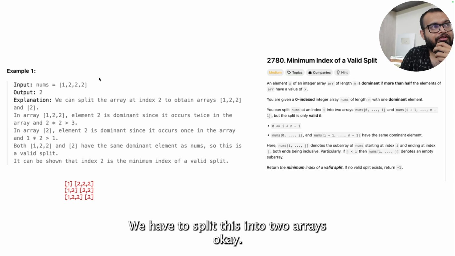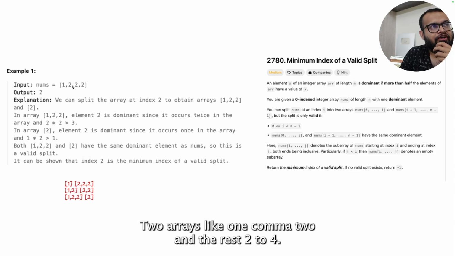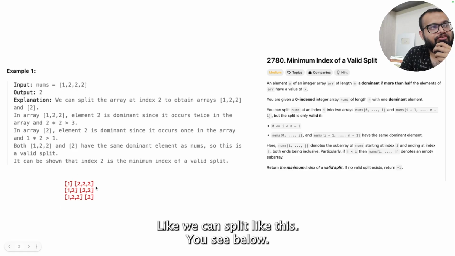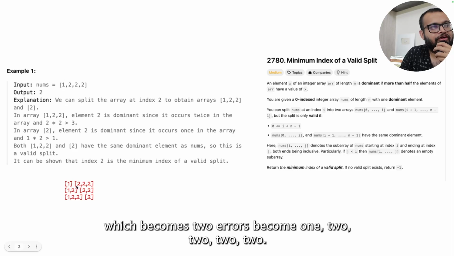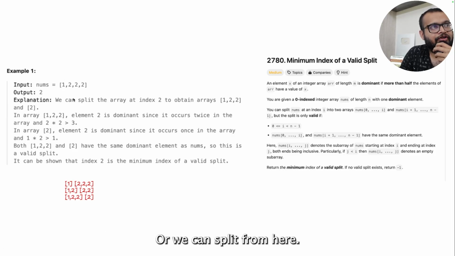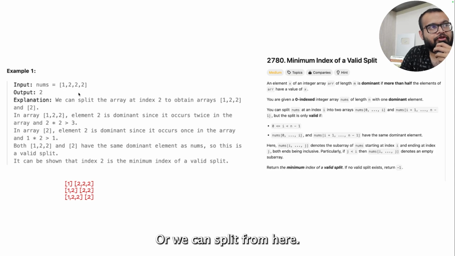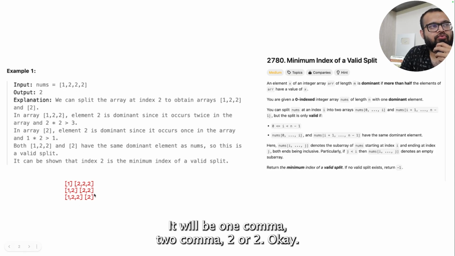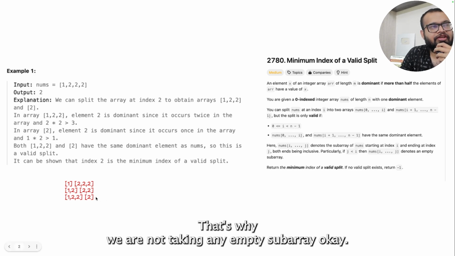We have to split this into two arrays. Okay, two arrays like 1 comma 2 and rest 2 2, or like we can split like this, you see below, like either we can split from here into two parts, which becomes two arrays 1 2 2 2 2, or we can split from here, it will become 1 comma 2 and 2 2, or we can split from here, it will become 1 comma 2 or 2. Okay, so these are the possible splits we can have because i is less than n minus 1, that's why we are not taking any empty subarray.